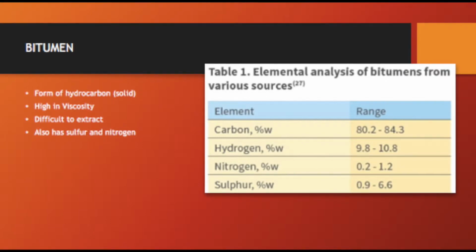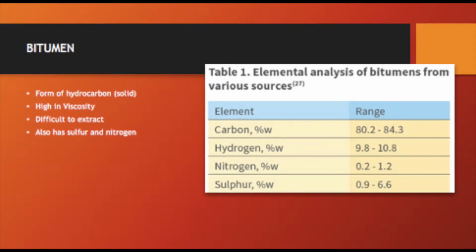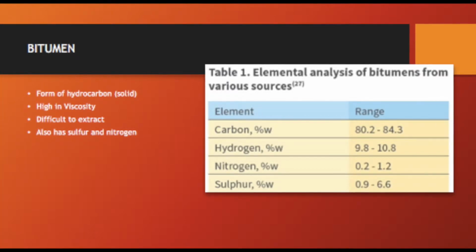I provided a graph on the side to represent the amount of chemicals that make up bitumen, so you can get a visual interpretation of the environmental effects later on in the slideshow. As you can see, carbon represents about 80 to 84% of bitumen. Hydrogen is about 9.8 to 10.8%. Nitrogen is about 0.2 to 1.2%, and sulfur is about 0.9.